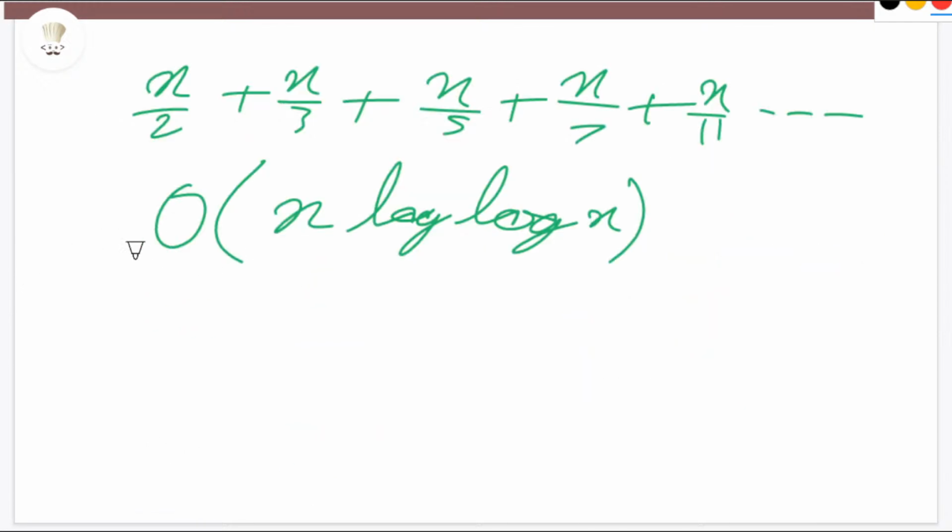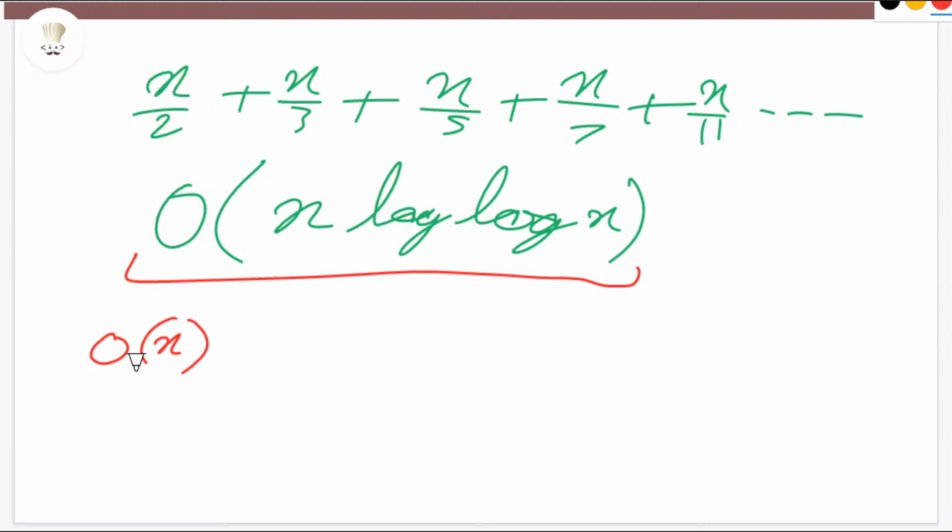I said the time complexity for the Sieve of Eratosthenes was big O of n log n, right? On what values of n do you think a linear algorithm works? If I had a big O of n algorithm, up until what values of n would it work? It would work up until n less than or equal to 10 to the power 8, or n less than or equal to 5 into 10 to the power 7, right? It would work for these values.